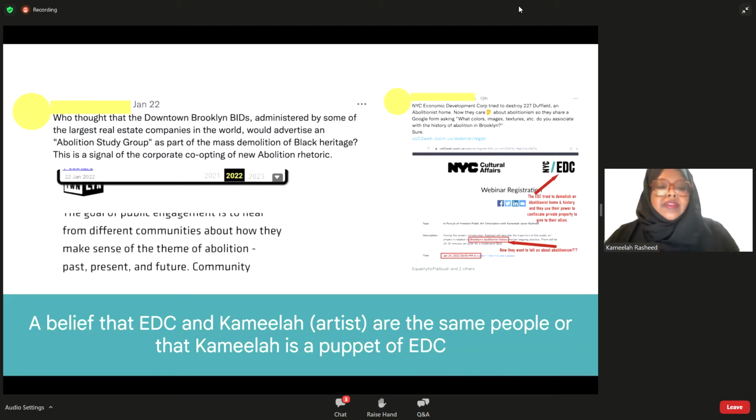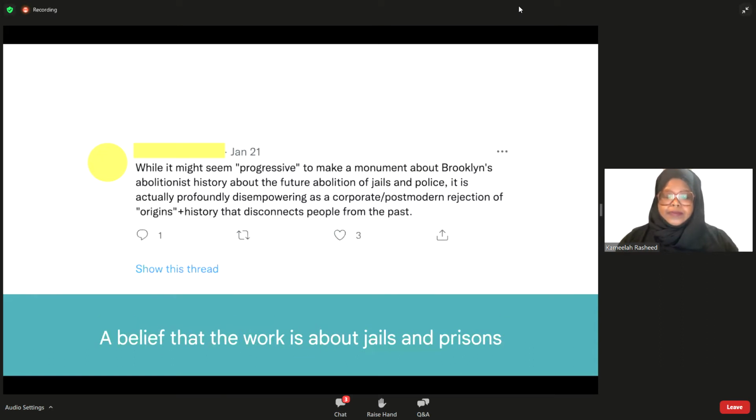Another concern that's surfacing is a belief that EDC and Kameelah, that's me, are the same people, or that in some way I'm a puppet for EDC. You can see in these two tweets, folks are concerned about the irony of the EDC being involved in an abolition study group without recognizing that the EDC and I are not the same people, that I'm the person designing this engagement. So this is another concern: to what extent is Kameelah a puppet for the EDC?